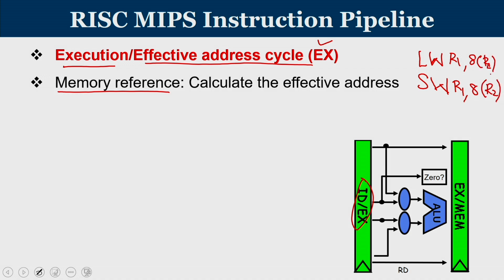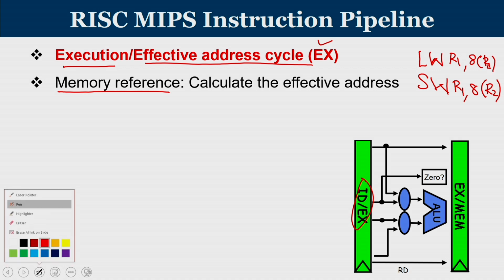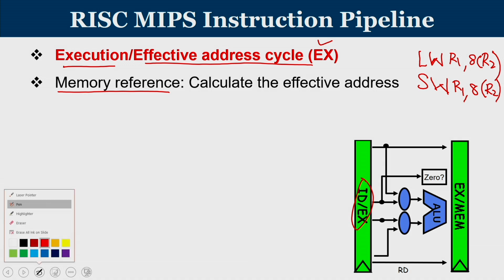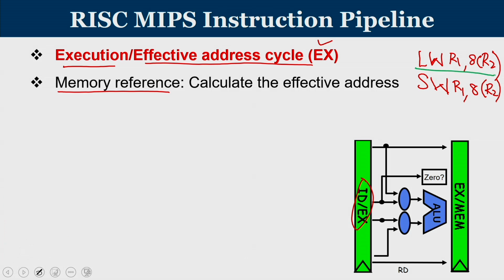So consider that we are going to take an example where the load word and store word are shown like this: load word R1 comma 8 of R2, or if it is a store word, store word R1 comma 8 of R2. What does it mean? In the case of a load word R1 comma 8 of R2, the content at the address given by R2 plus 8 is transferred to R1. It is a copy from memory to processor, that is a load operation.